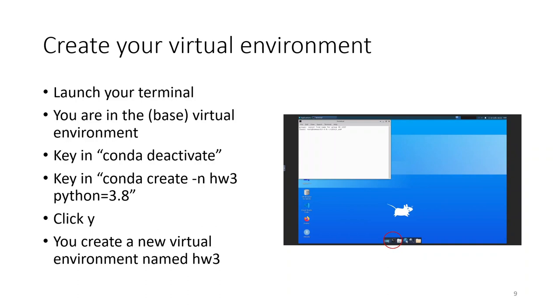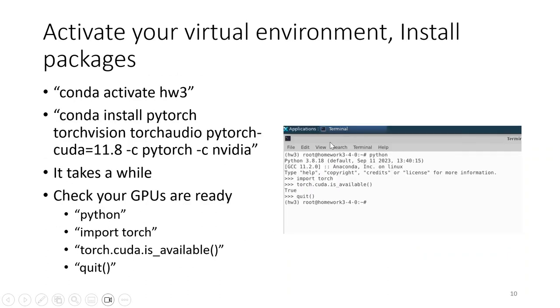In this case, you need to use a few commands. The command conda deactivate means exit from the base virtual environment, and then use the create command to make a new virtual environment. The name HW3 is the name I use; you can use any name you like. Then type Y to confirm, and you will have the new virtual environment. Then use conda activate HW3 to enter the virtual environment.